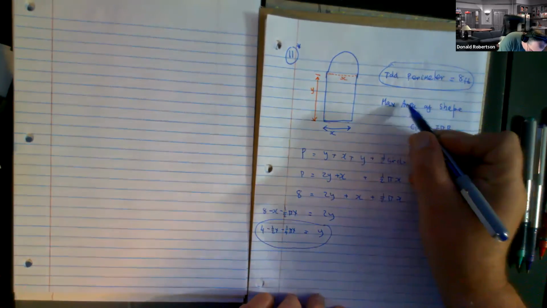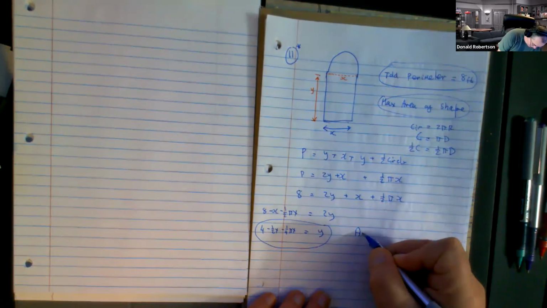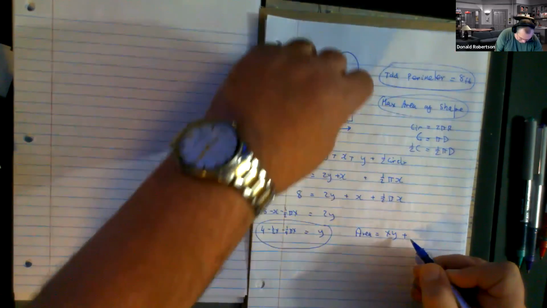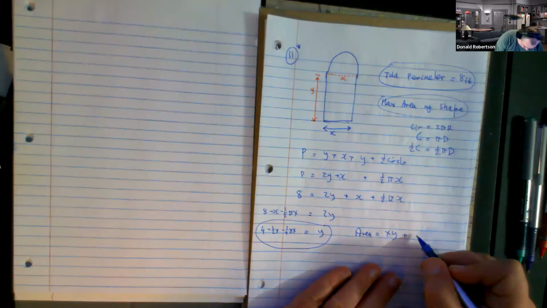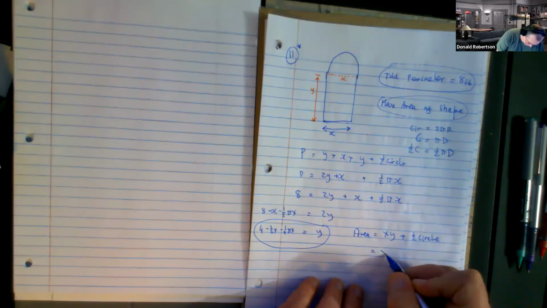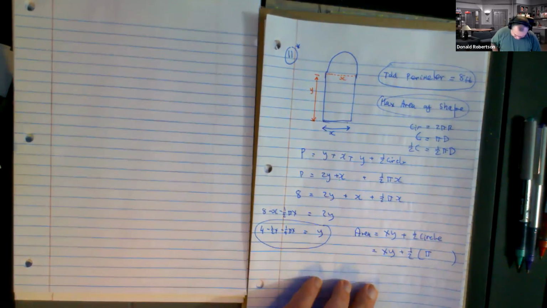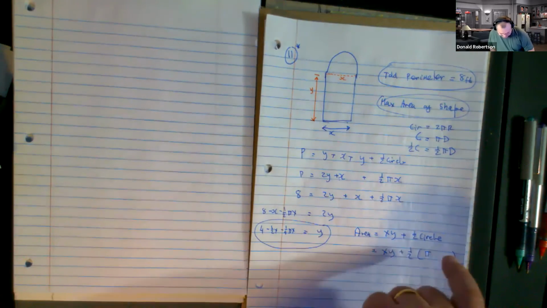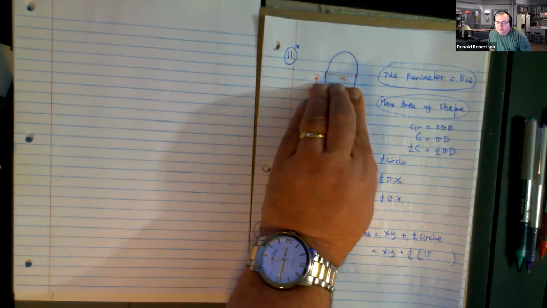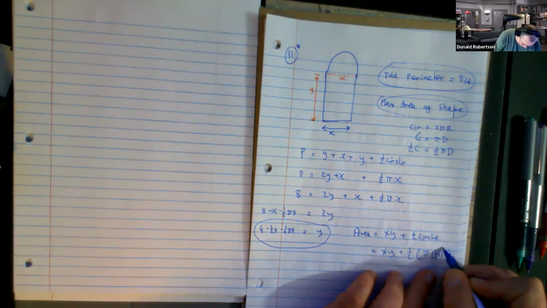So back to the question. We want to maximize the area of this shape. The area of this shape is made up of a rectangle, x times y, plus half a circle. This time it's the area of half a circle, so it's going to be x times y plus 1/2 pi, and it's not pi times x squared. What is the radius of this circle on the top if it was a full circle? x over 2. All right, so we will say 1/2 x squared.